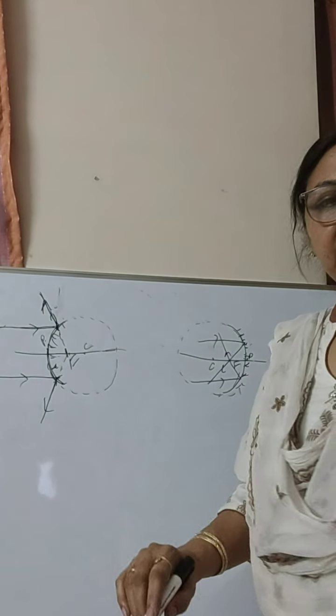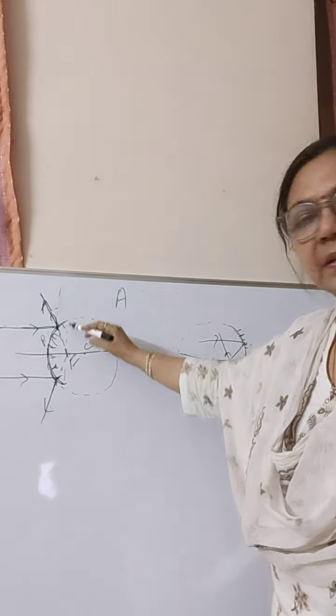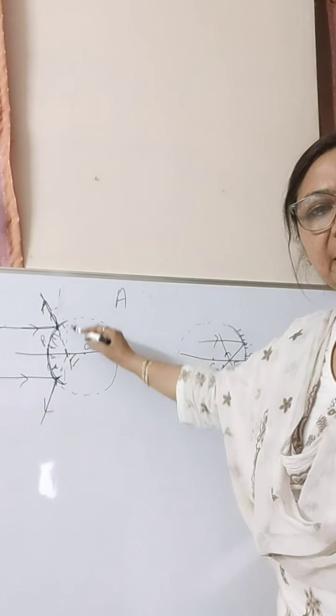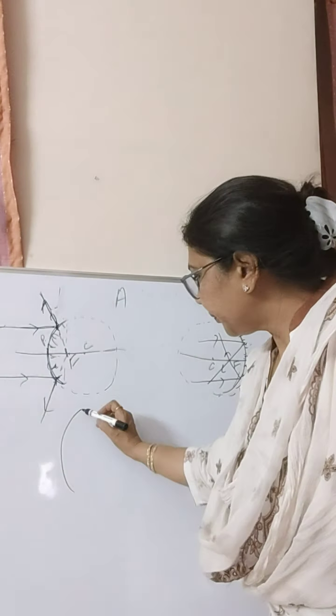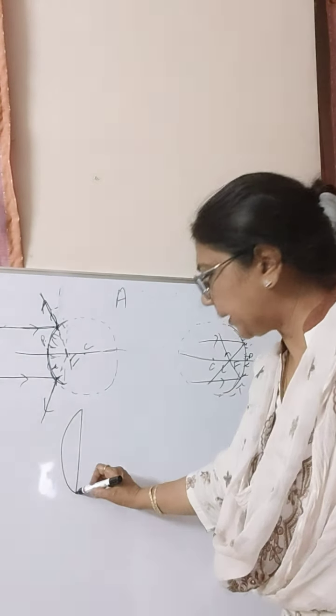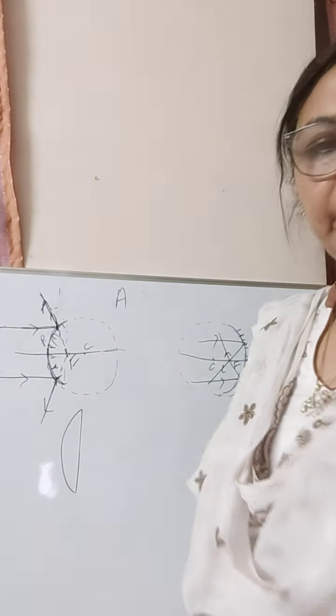And one more, the 5th one, is called the aperture, which is represented by capital A. The aperture is the size of the mirror, or you can say the diameter of the mirror. Suppose this is the mirror. The distance between these 2 extreme points is called the aperture of the mirror. So these are the terms related to the mirror.